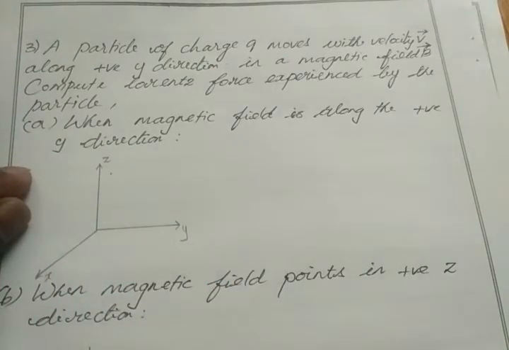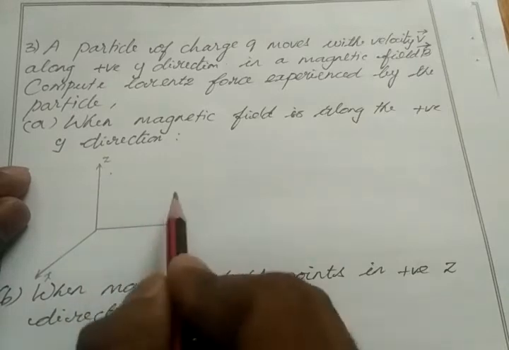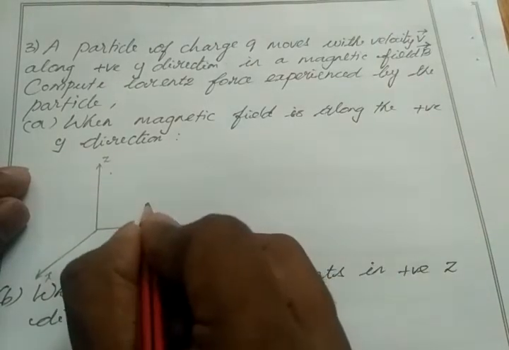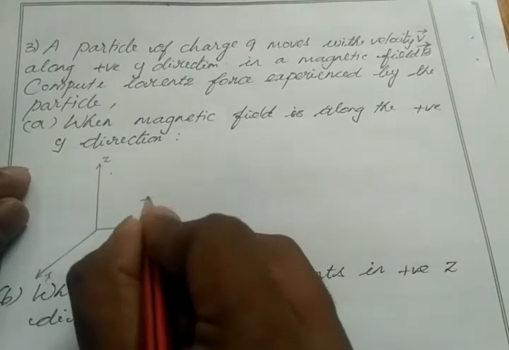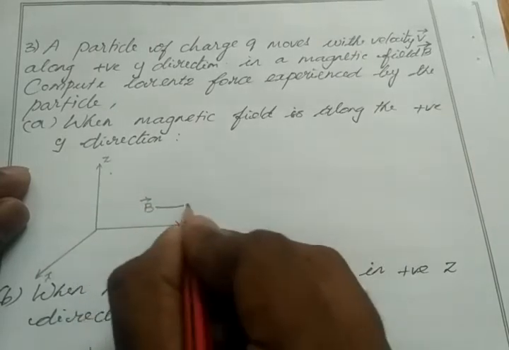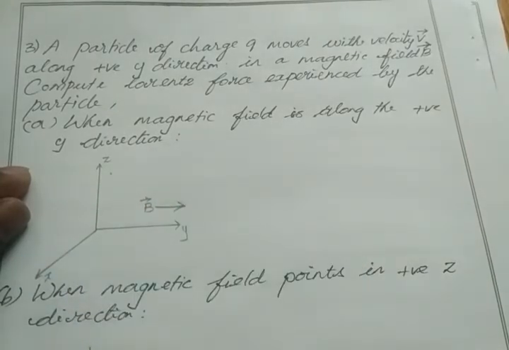So they mutually create an angle of 90 degrees, perpendicular to each other. So when the magnetic field is along the positive y direction, what is the direction of my magnetic field? Along the positive y direction. So I can write B in this direction, along the positive y direction. So I have to calculate the magnetic force.